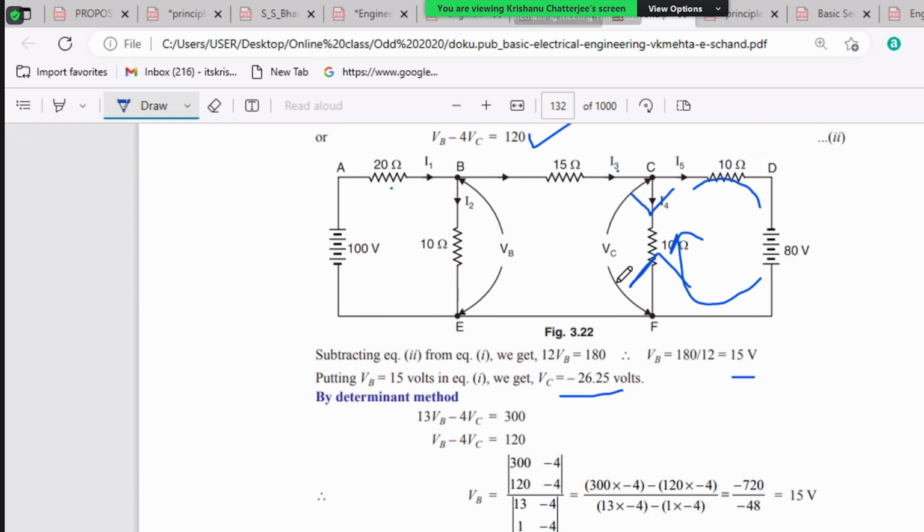I4 is given, I4 is flowing. Anyhow, it is given there is a branch CF where I4 is flowing. What will be the direction of I4? Four options are given. So basically, if you have to find out the direction of I4, you have to solve the total sum.